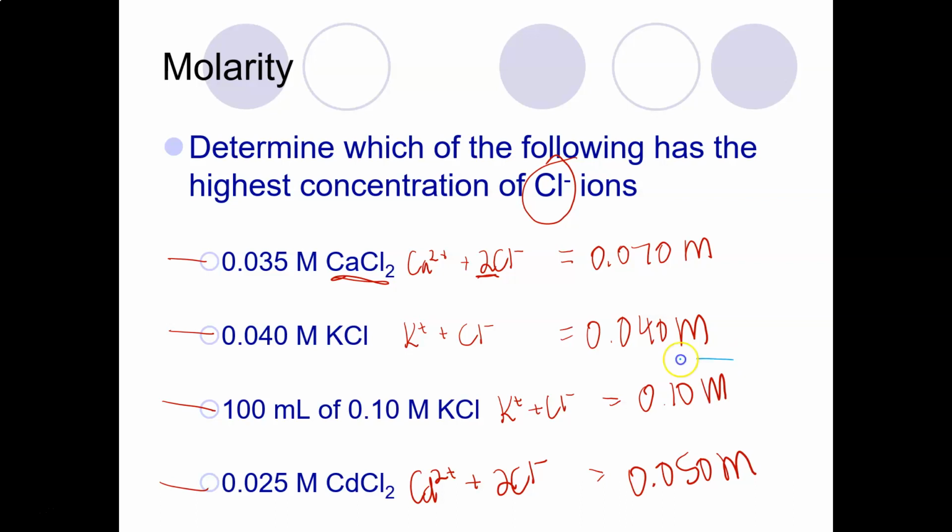So which one is the biggest? Well, I just circled the biggest number. So the 100 milliliters of the 0.1 molar potassium chloride. The 100 milliliters was not important here at all. All you needed to know was the 0.10 molarity potassium chloride. Okay.